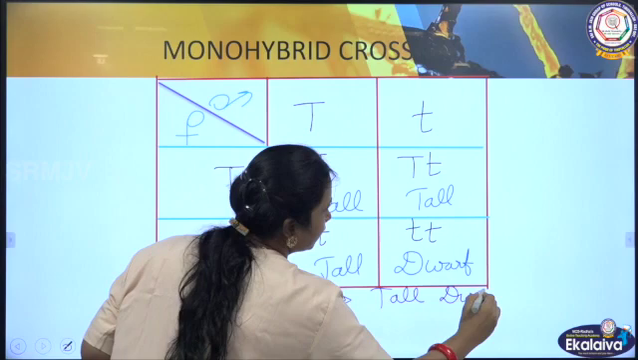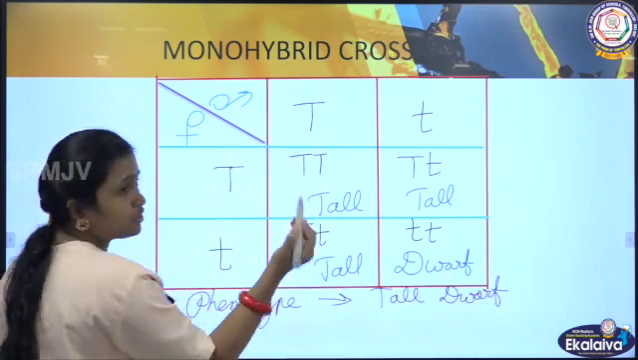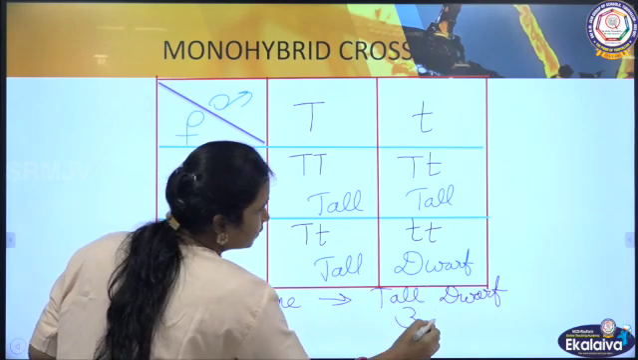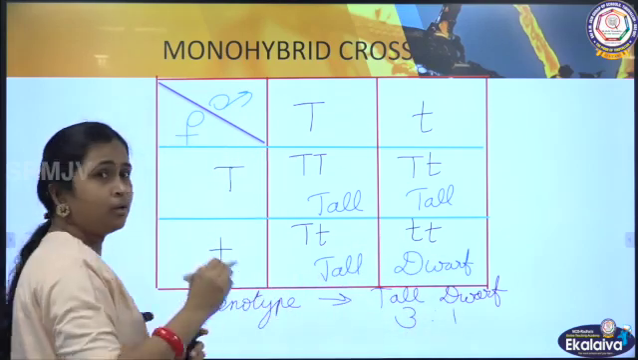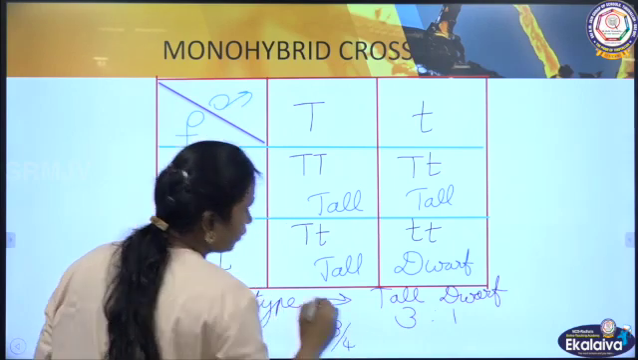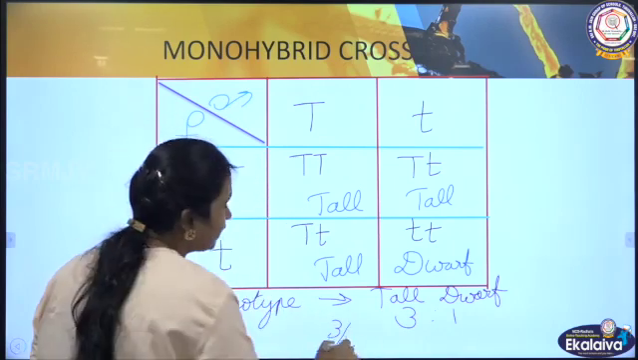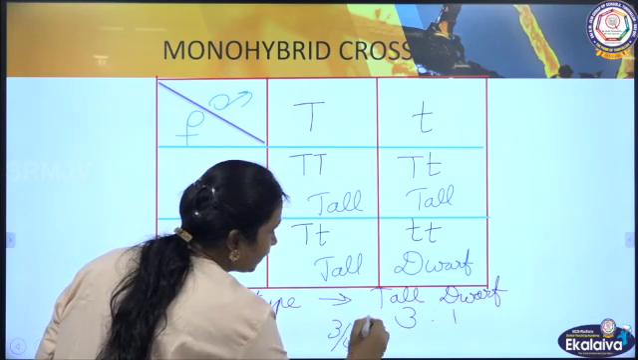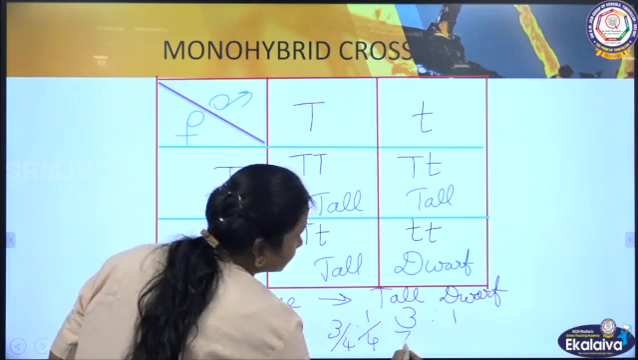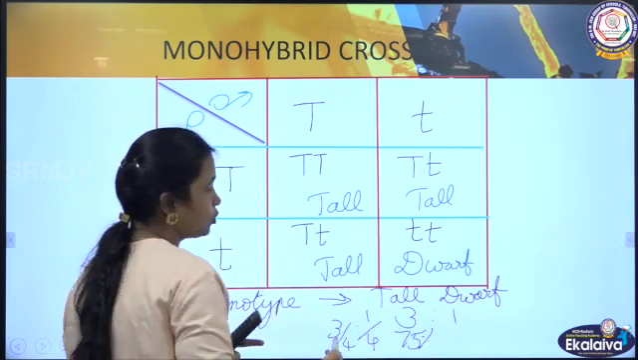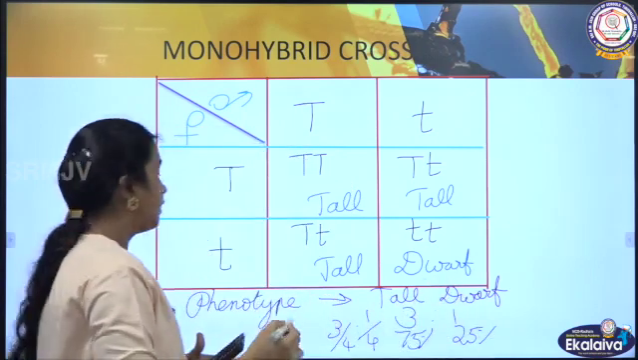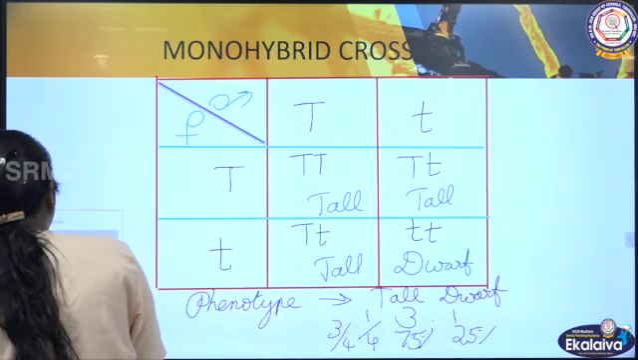In what ratio are we having them? How many talls are there? 1, 2, 3. So we will write 3. How many dwarf? 1. So 3:1. Out of 4, you are getting 3. We can write like this also: out of 4, we are getting 3 tall, and out of 4, we are getting 1 dwarf. In a fraction. And in percentage, it is 75% tall and 25% dwarf. Now the genotype, we will see the genotype.